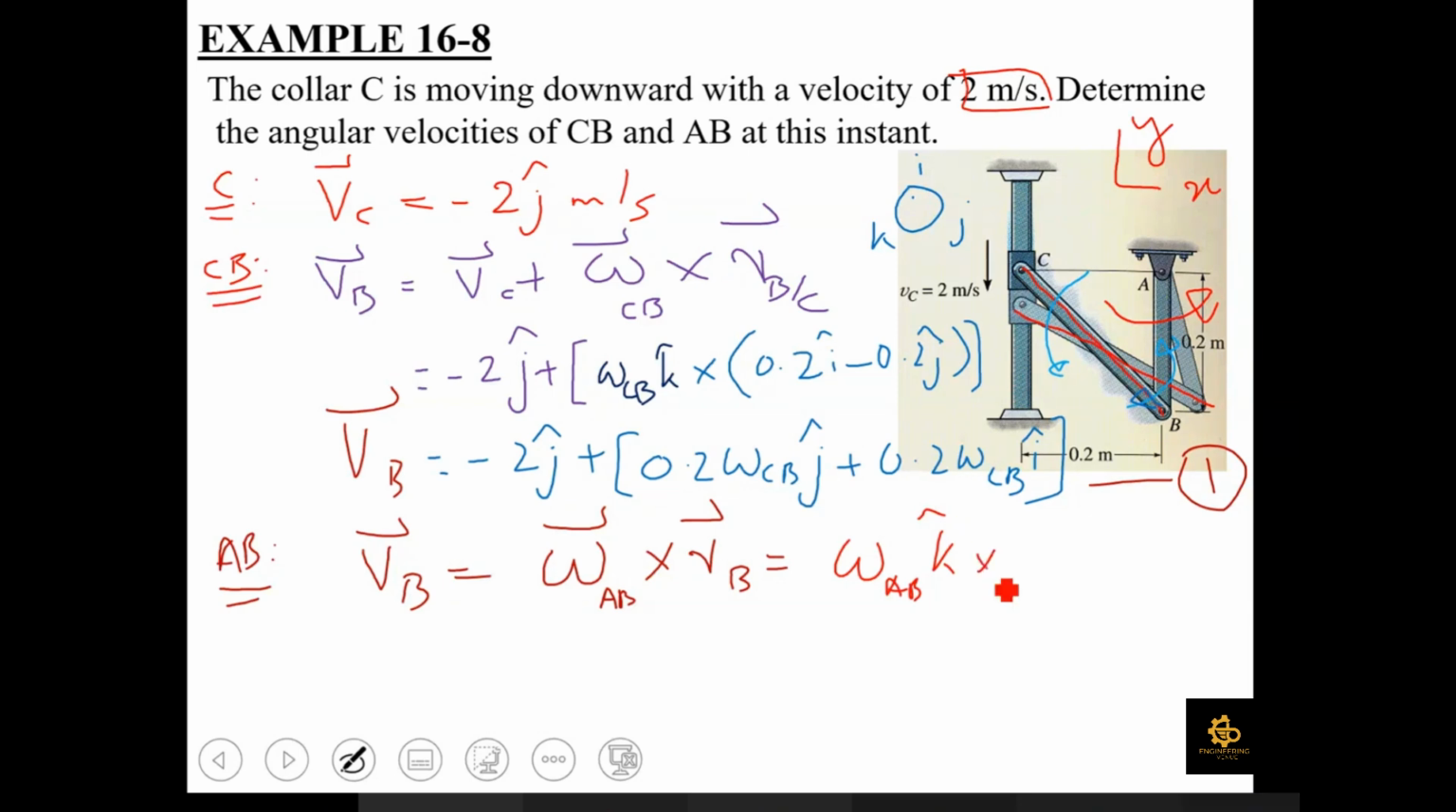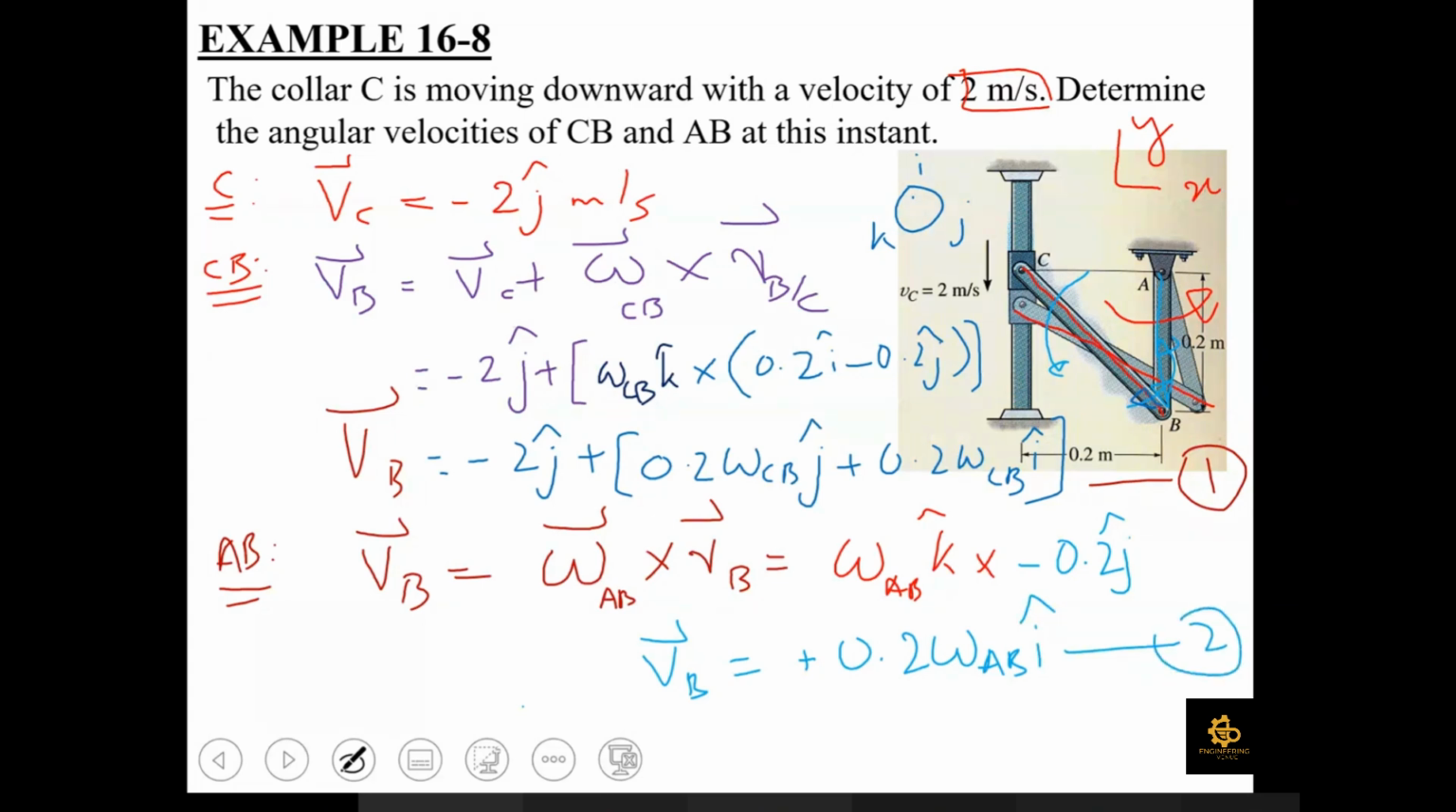Okay, what about this vector RB, the absolute position of B with respect to the ground A? What is this vector? Negative 0.2 J. Yes, so this vector is directed towards the negative y-axis. It has a magnitude of 0.2, so you can write it as minus 0.2 J. And again, expanding this cross product, it is going to be minus 0.2 omega AB. And what about K cross J? Minus I. So minus minus becomes plus and you are left with I. So let me call it my equation number 2.